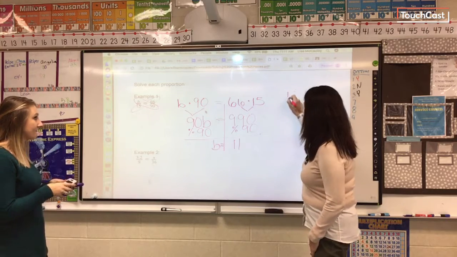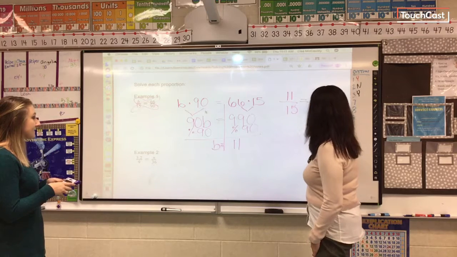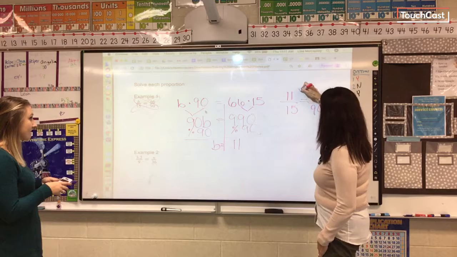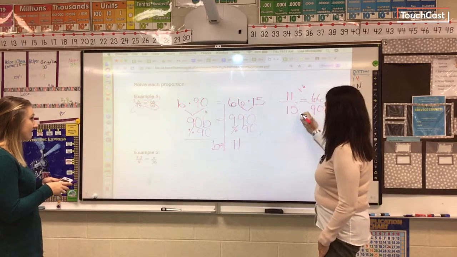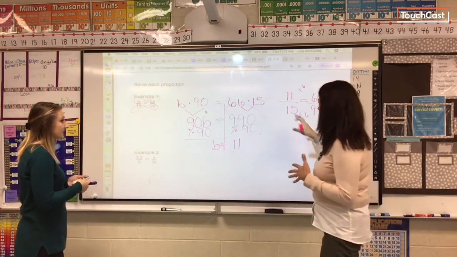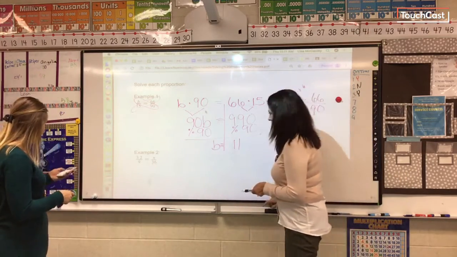If you rewrote that, 11 over 15 equals 66 over 90, you would see that, oh, that is true, because 11 times 6 is 66 and 15 times 6 is 90. They make an equivalent ratio or equivalent fractions. Pretty easy.